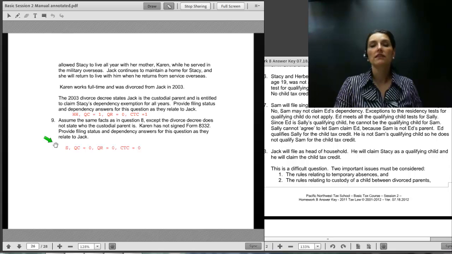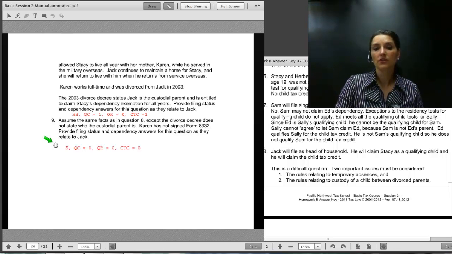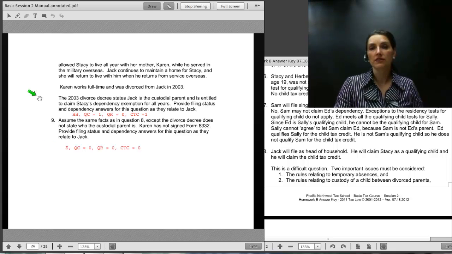And if the child lived with the mother, then the child will qualify the mother for head of household and be a qualifying child of the mother also for child tax credit. So a divorce decree is all important, or Form 8332 is all important. And in this number 9, there is no divorce decree. There is no 8332. In question number 8, we have a divorce decree. And so it makes all the difference in the world for Jack. In the first situation, he gets all of the benefits, and in the second situation, he gets none of the benefits.